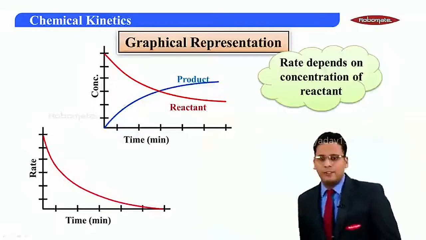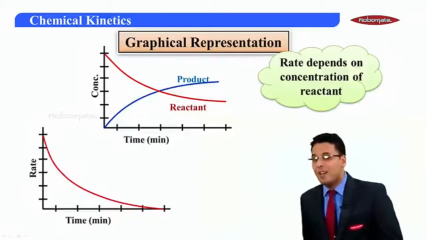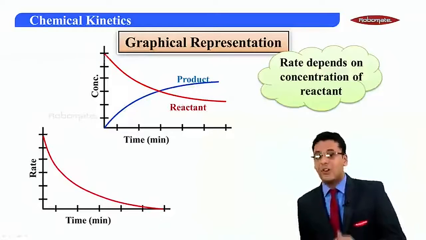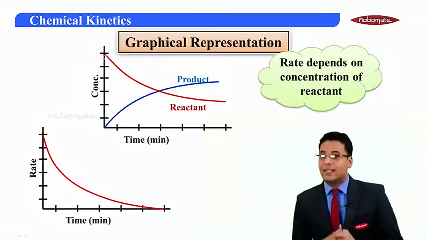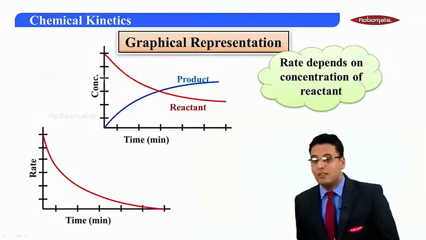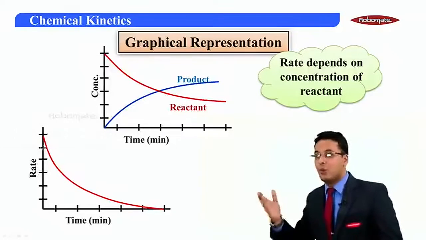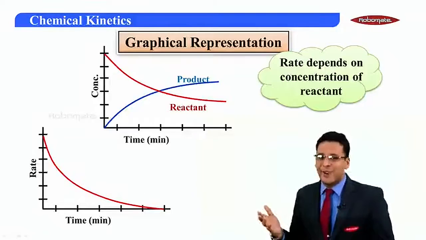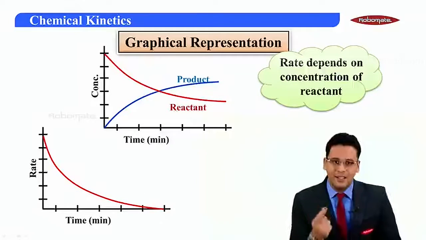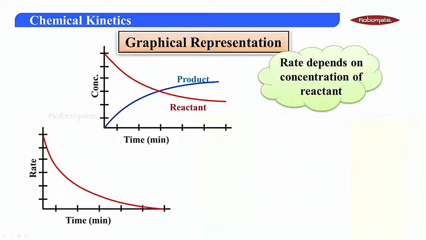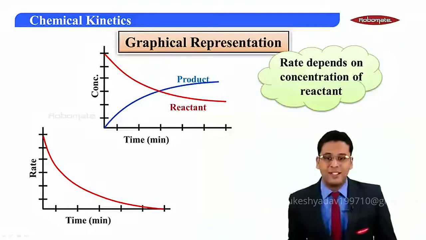Just look at this graph. It has a similar slope like a reactant, like the red line in the upper graph. This means that when the reactant concentration is more, the rate of reaction is more. When the reactant concentration is less, the rate is less. That means the reaction goes on slowly. That's how you represent the rate of reaction graphically.